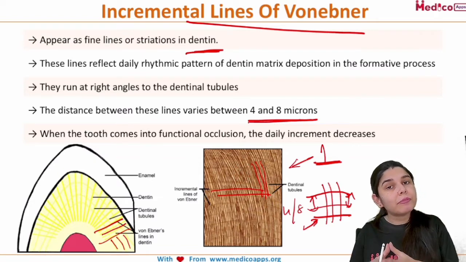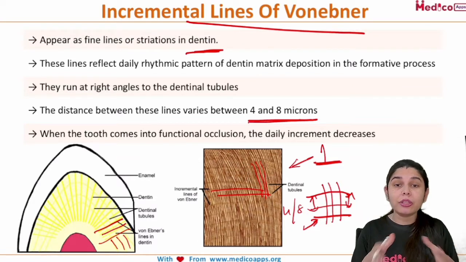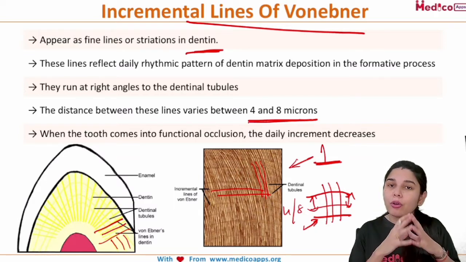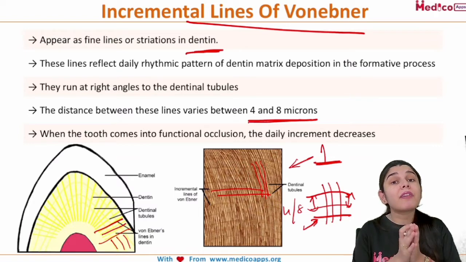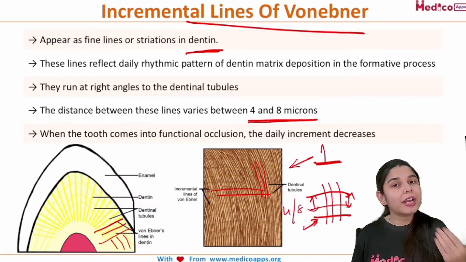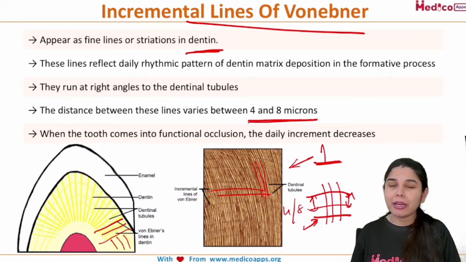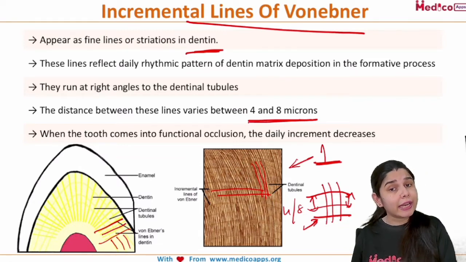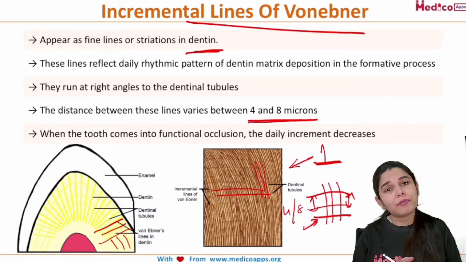Now, as the tooth comes into functional occlusion, that means the tooth becomes a functional tooth, the daily increment of the incremental lines of Von Ebner decreases. So I hope you have understood that these are also normal incremental lines which are formed in the dentin. So till now we have understood about the incremental lines of Retzius, which were found in the enamel, and they are normal lines. The second one which we have discussed is the incremental lines of Von Ebner. These are found in the dentin, and they are also normal deposition during the formation process of the dentin.